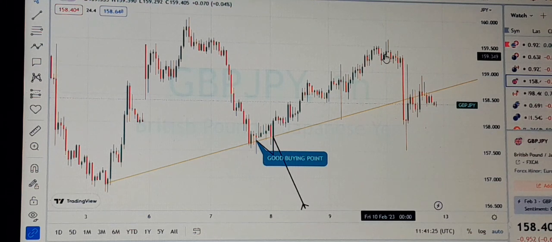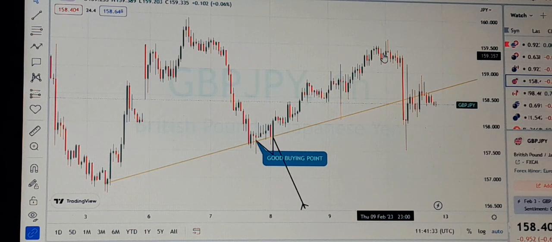Then look at that. Very, very sweet movement. That is a good buying point.